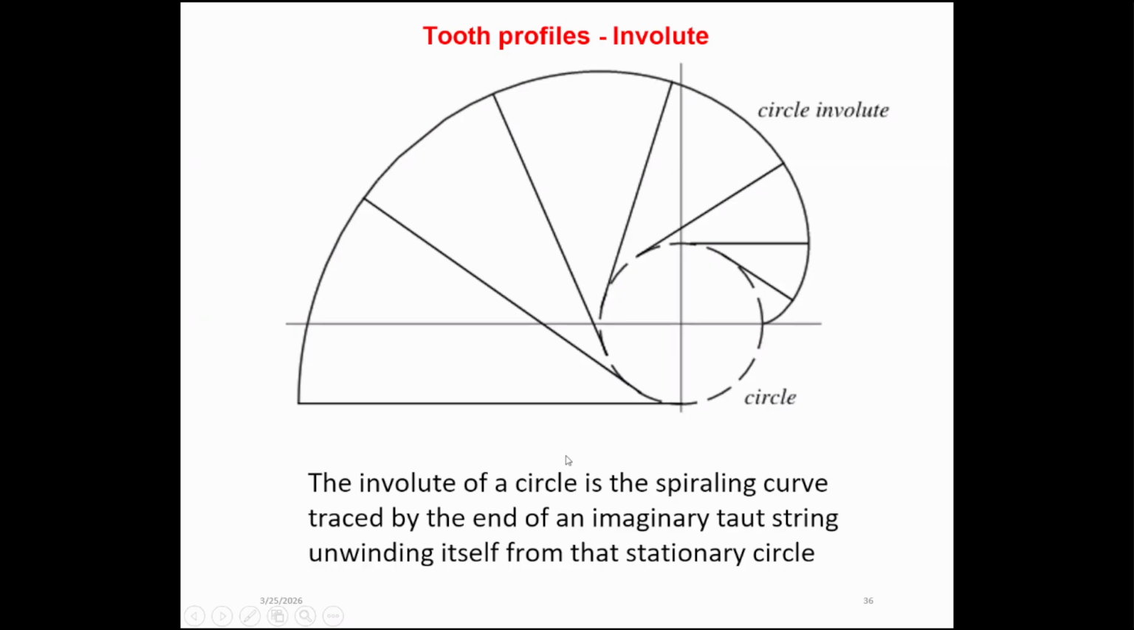The involute of a circle is the spiraling curve traced by the end of an imaginary taut string unwinding itself from that stationary circle. Right? So basically, in simple terms, in here we have a circle, and an imaginary taut string.